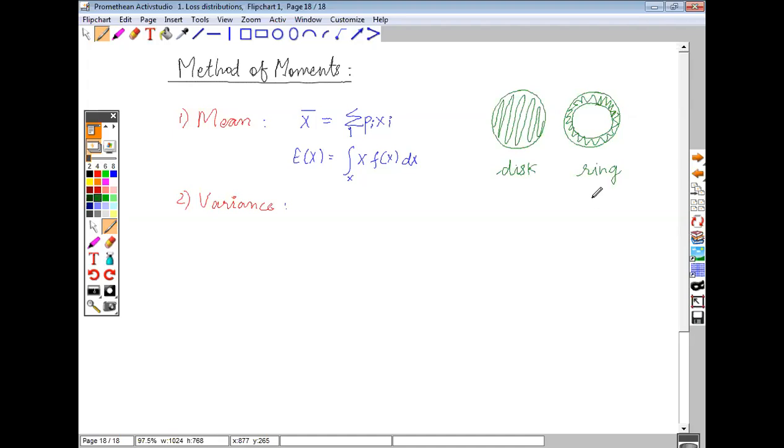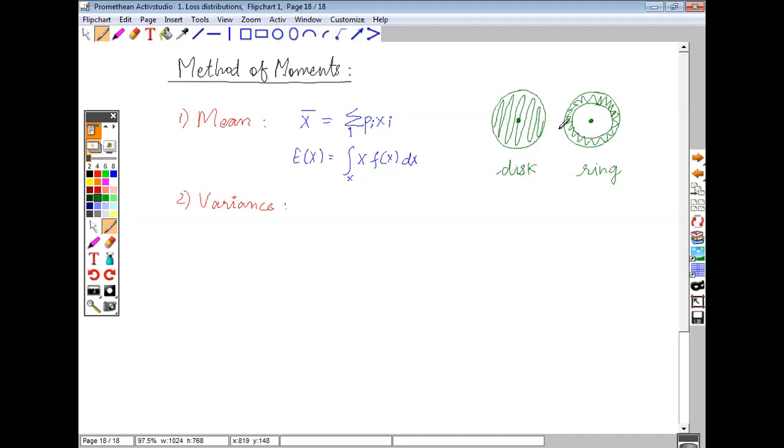Where does all of the mass center lie? If I'm talking about this disk, I know it lies here. And if I'm talking about this ring, it again lies here. Although these don't look similar, try to assume that these are similar. So if I try to figure out the mean, the center of mass for this disk and for this ring, it would be the same, right?